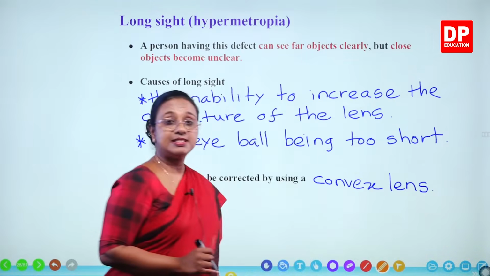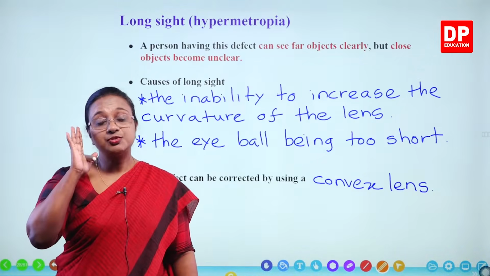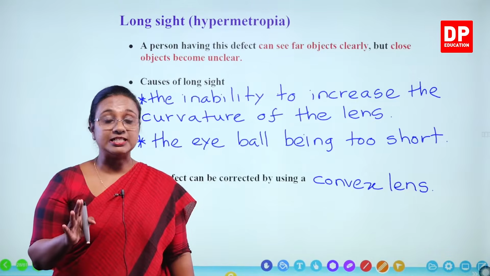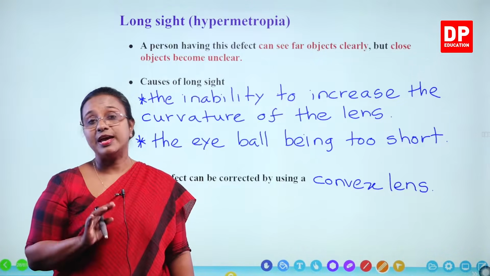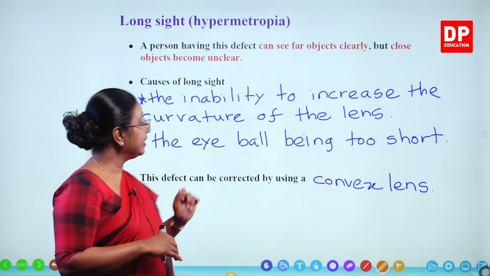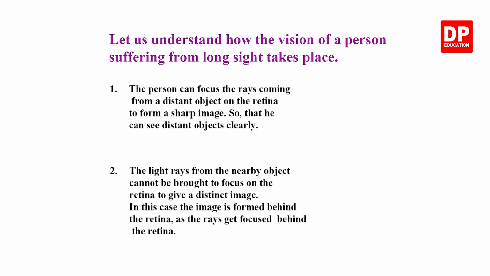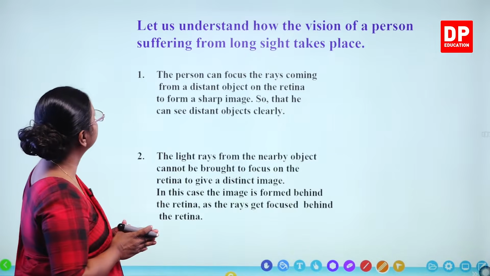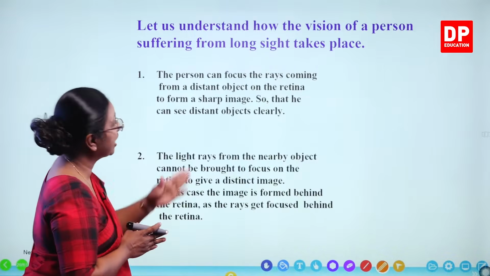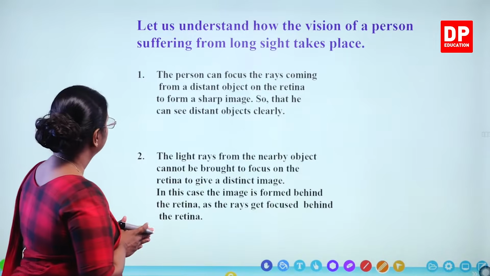Normally, a convex lens can be used. When it comes to the spectacles, we call it a meniscus convex lens. So, with that, I will move on to the next slide where we try to understand how the vision of a person suffering from long sight takes place.